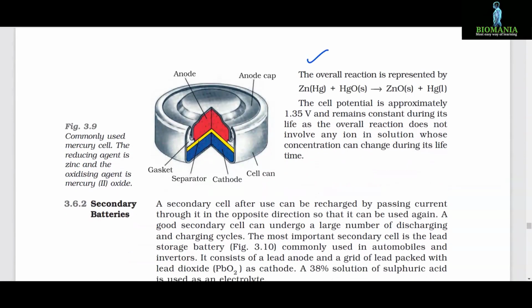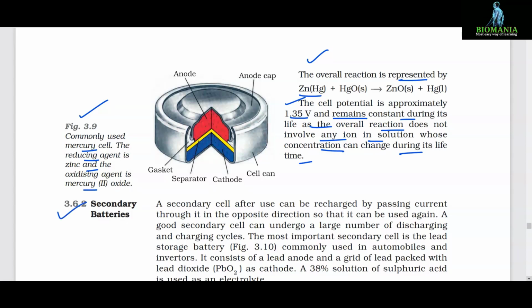The overall reaction is represented by Zn plus HgO gives out ZnO plus Hg. The cell potential is approximately 1.35 volt and remains constant during its life, as the overall reaction does not involve any ion in solution whose concentration can change during its lifetime. Here you can see in the diagram 3.9 commonly used mercury cell. The reducing agent is zinc and the oxidizing agent is mercury oxide.